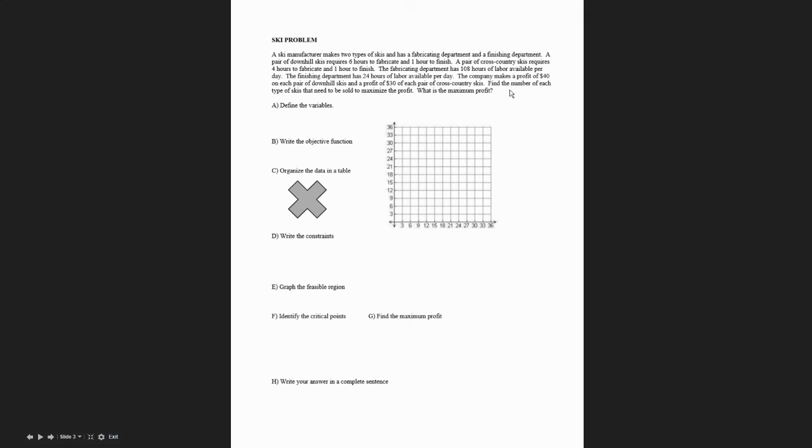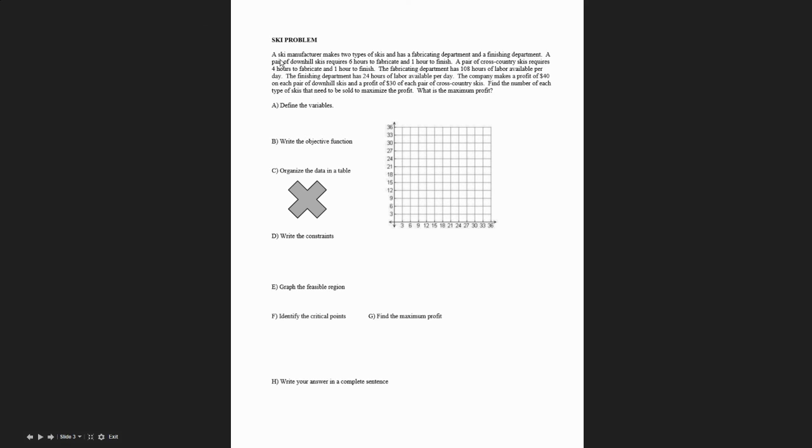The company makes a profit of $40 on each pair of downhill skis and a profit of $30 on each pair of cross-country skis. Find the number of each type of skis that need to be sold to maximize the profit. So what is the maximum profit?